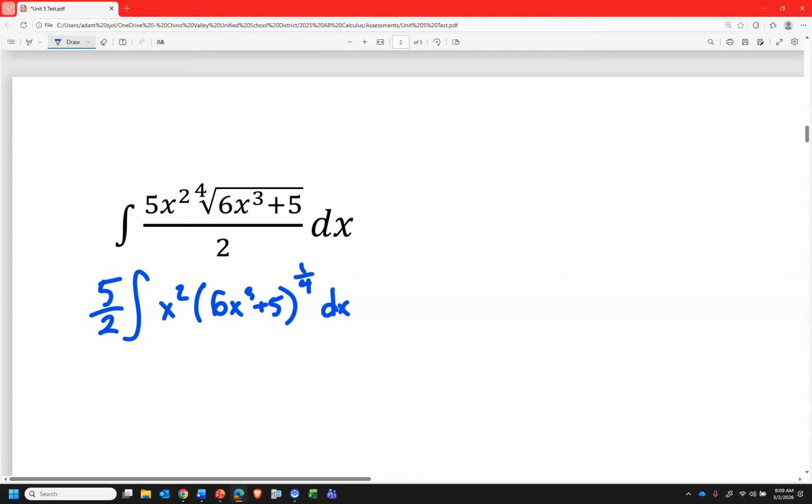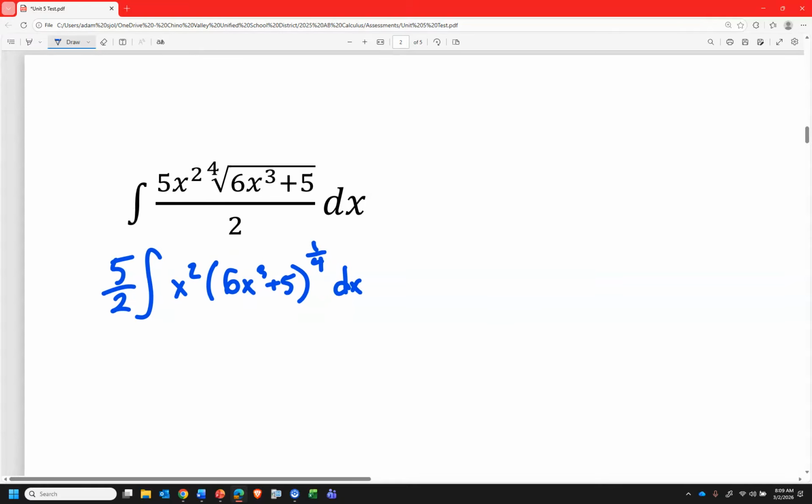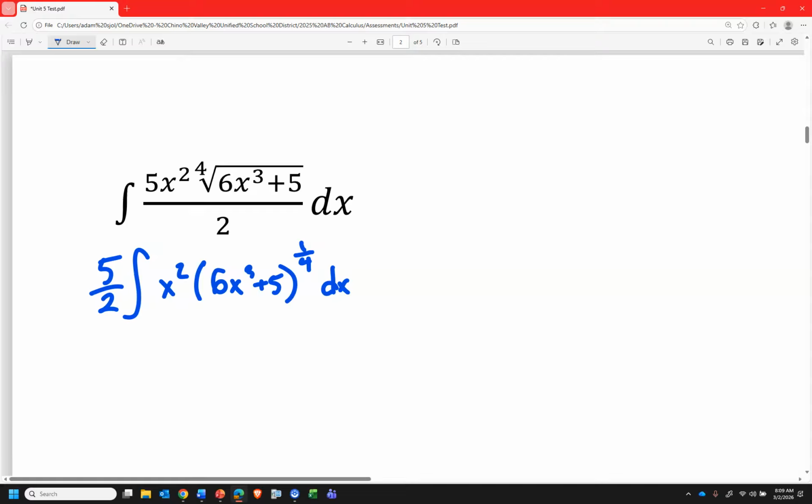If I am going to do u substitution, let's see, what am I going to do? If I take the derivative of 6x cubed, I get 18x squared. So I can just go ahead and put those in ahead of time. Yeah, I think that's good to go. Yeah, I don't know. Something in my brain doesn't feel right, so maybe I'll just do the u substitution instead.